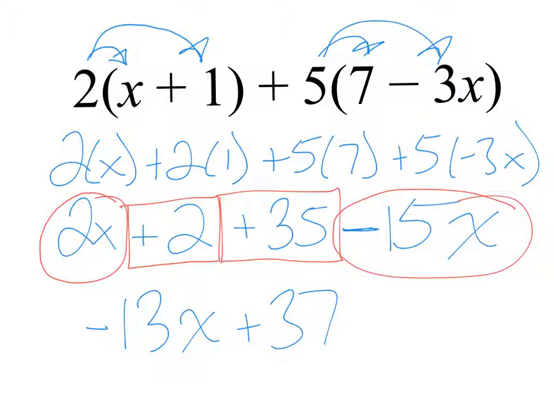And then when we're done, we should check. Do we have to combine like terms? I want to figure out the shortest way to write this. And if we can combine like terms, we will. And we do here.